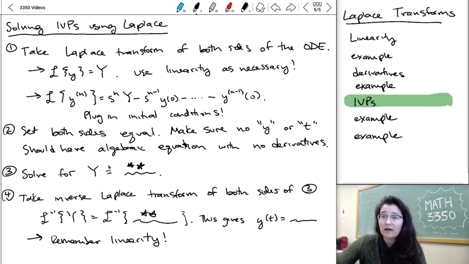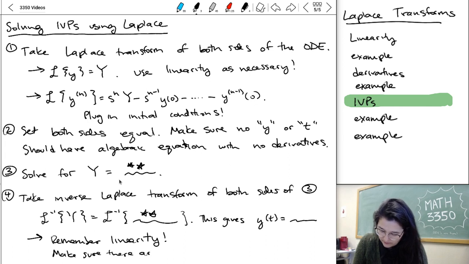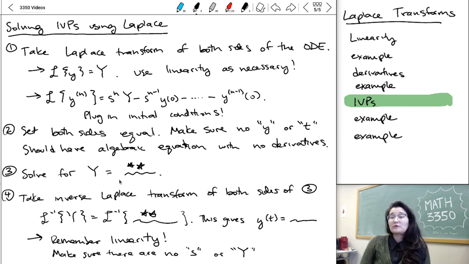Generally, the way you solve this at first looks very messy. You have to split everything up so that you can take inverse Laplace transform of functions that look like things you know the rules for. And then again, we want to make sure there are no s or capital Y variables left over. So after we take inverse Laplace, we should be back to having little y and t, the variables that we're thinking about.